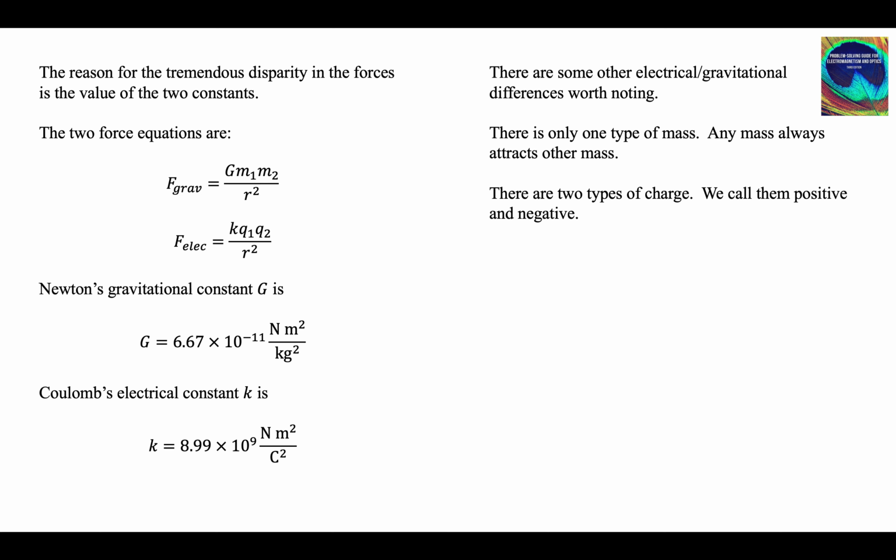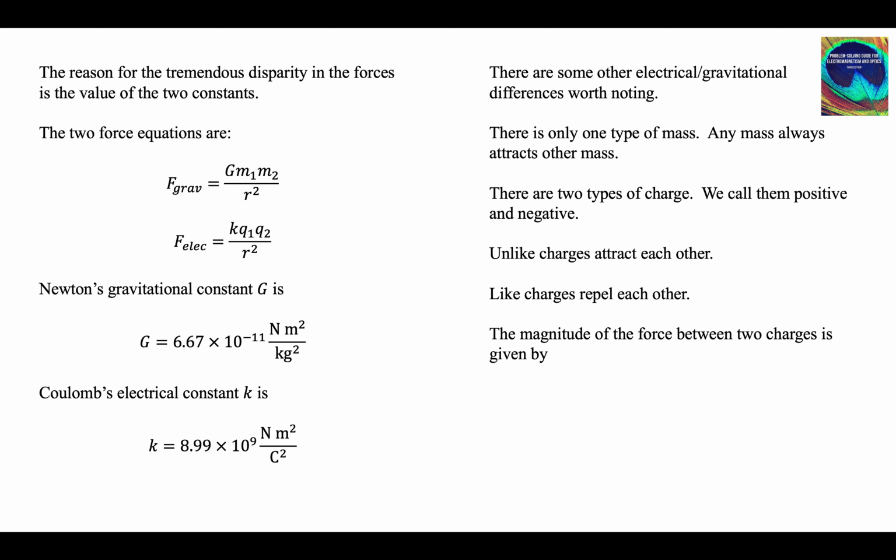There are two types of charge. One type of mass, two types of charge. And we call them positive, negative. We could have called them up, down, left, right, blue, red, whatever. The rule is, unlike charges attract each other, and like charges repel each other. That's how the universe works.